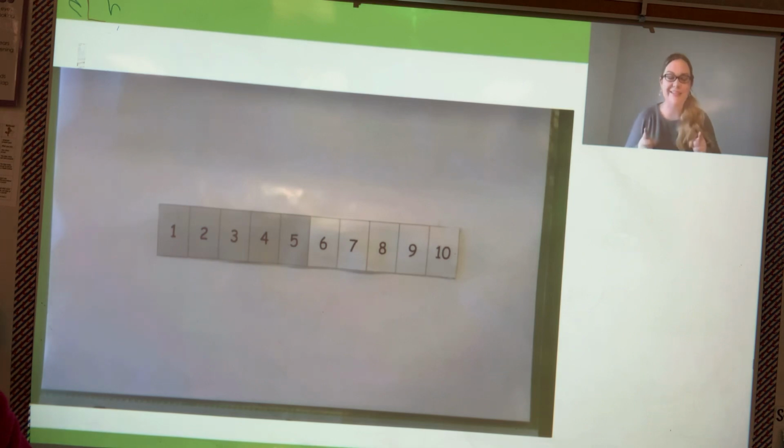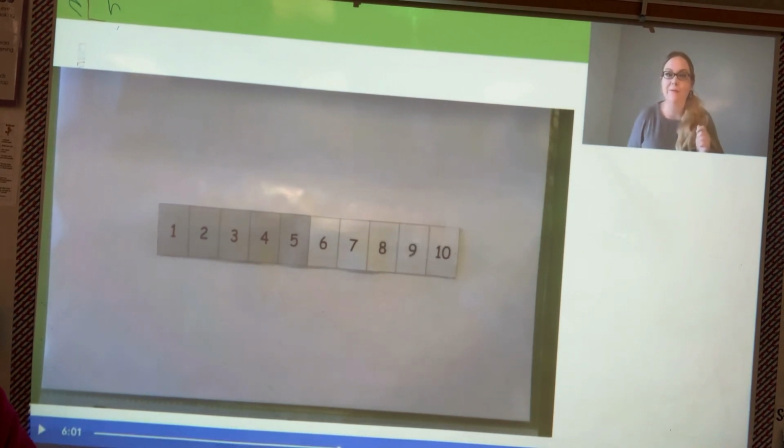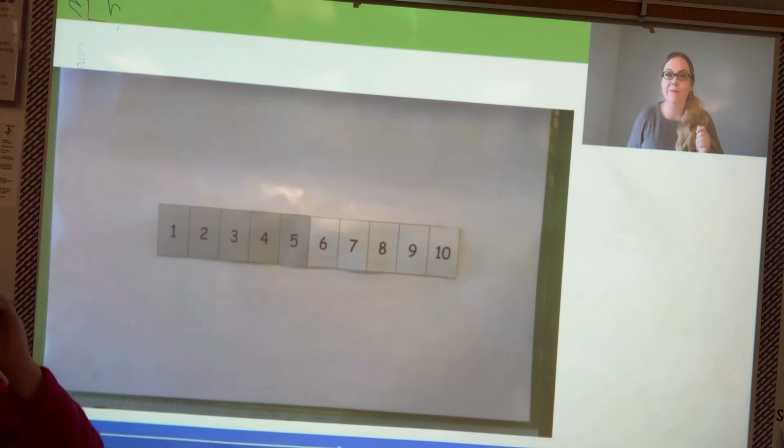Listen to this story. I'll give us a second to catch up. So, once you've done your number sentence, you can erase your board, make it nice and clean. Get your number path ready, and your listening ears turned on. You're going to use the number path to help you solve this story.